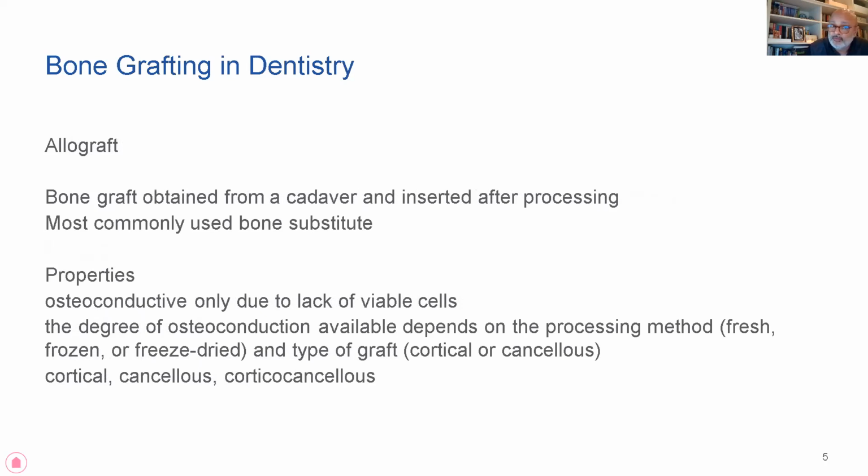Allografts. These are bone grafts obtained from a cadaver and inserted after processing. Most commonly used bone substitute. The properties are osteoconductive only, basically due to lack of viable cells. The degree of osteoconduction available depends on the processing method, whether fresh, frozen, or freeze-dried, and the type of graft, whether it's cortical or cancellous. And again, you have cortical, cancellous, and corticocancellous in this category.